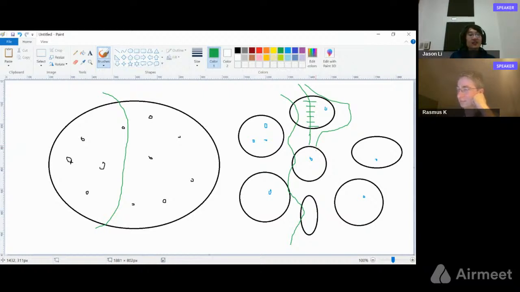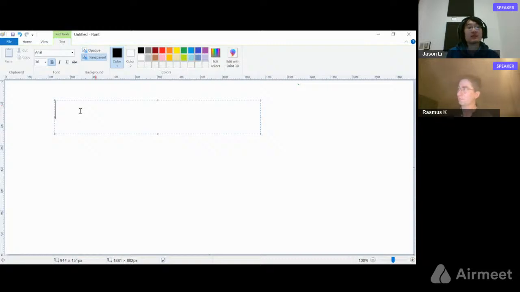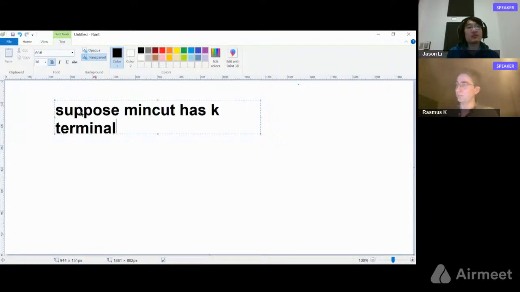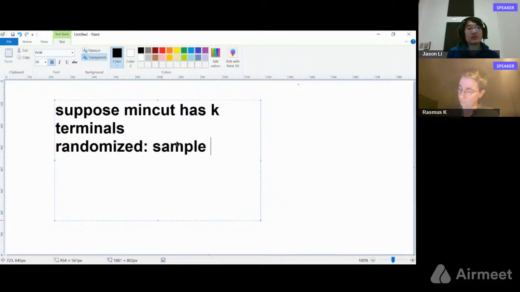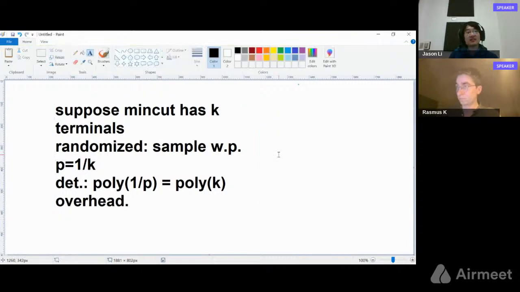And is it easy to see that this 1 over p overhead that you were talking about for the other sampling? Oh, the de-randomization? Yeah. Let me just state the formal theorem. Suppose the min cut has k terminals. Then randomized sampling with probability p equals 1 over k works, and deterministic is a polynomial of 1 over p, which is polynomial k overhead. And that's the formal statement.